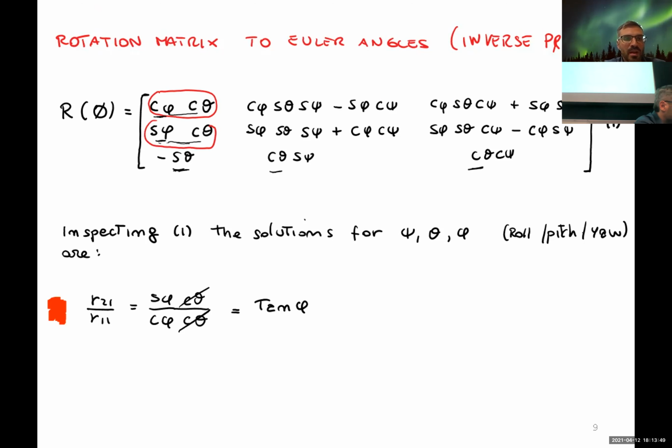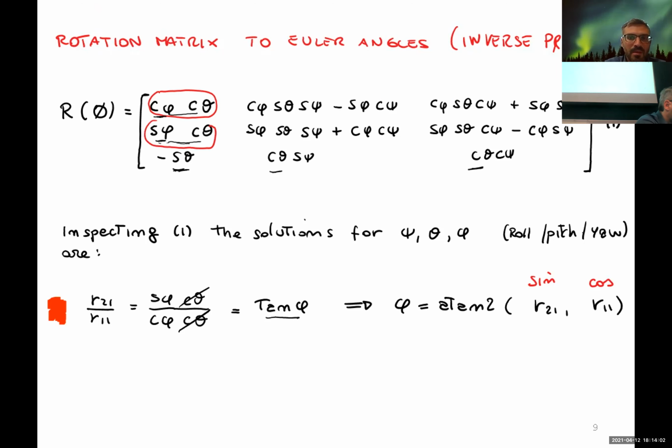So we can do atan2 of these two inputs, but we need to pay attention that R21 and R11 contain this term that can go to 0 and make our atan2 not defined.